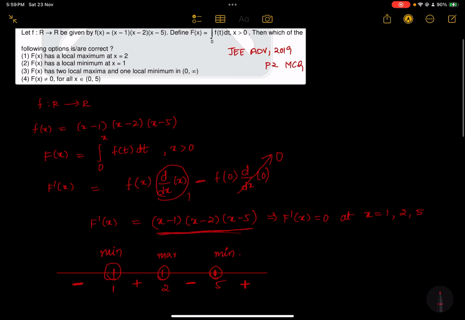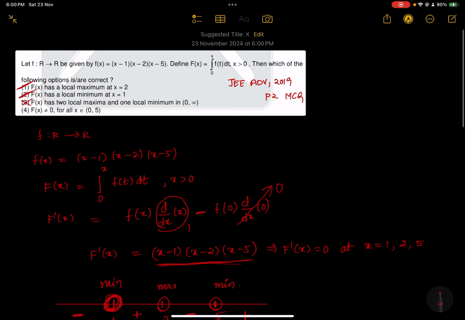So let us go to the options. F of x has a local maximum at x equal to 2, right? That is correct. F of x has a local minimum at x equal to 1. That is also correct. F of x has two local maxima. That is wrong. F of x has one local maximum and two local minima. So option 3 is wrong. Now they are talking about F of x not equal to 0 for all x in (0, 5). So let us go ahead and find F of x.